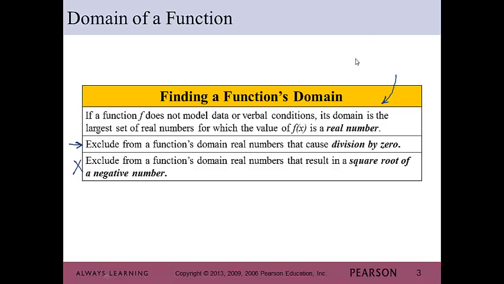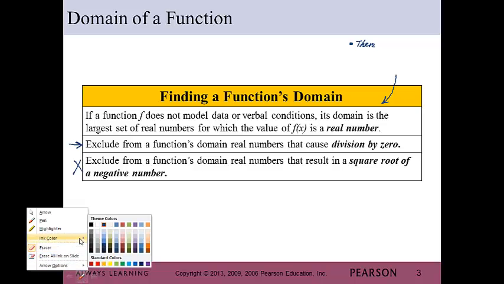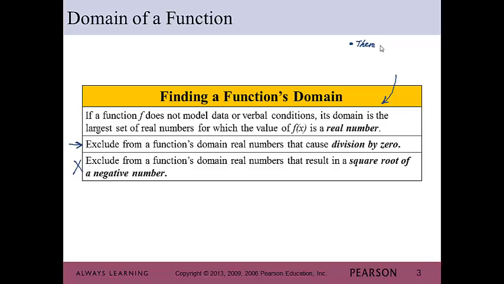So what is this basically saying? If given a function and there is a denominator, you're going to set the denominator not equal to 0. And then you're going to solve for x. Okay?